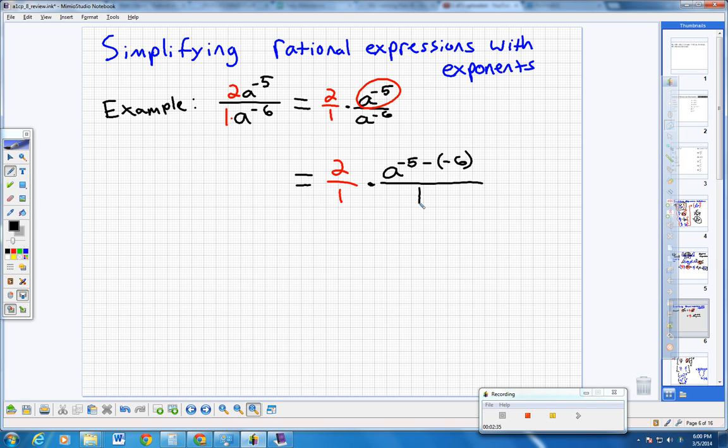Why? Because I could have written 1 times 1 times 1 times a to the negative 6th. So that doesn't leave a 0. Do not let that leave a 0. Now I know I can subtract negatives. I'm in Algebra 1, I know what's up. Negative 5 minus negative 6 is the same as plus 6, which is 1. So now we've got 2a to the 1st over 1.